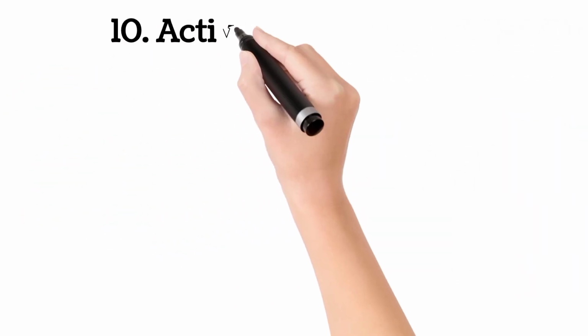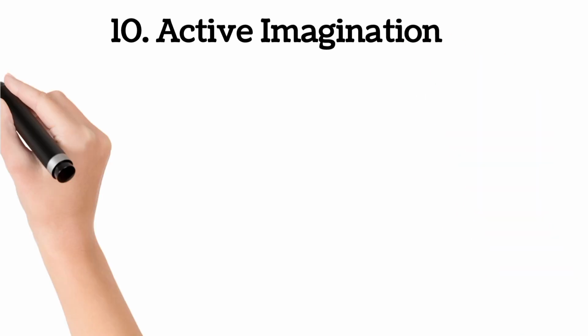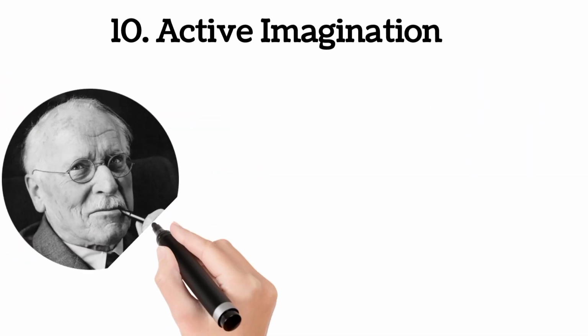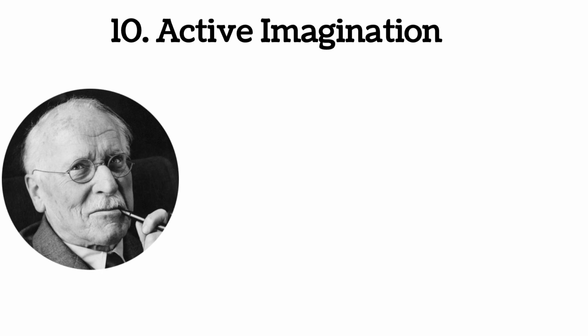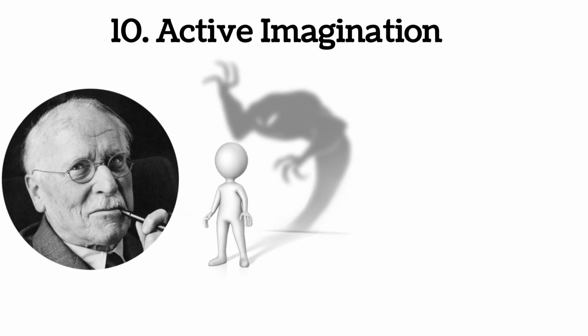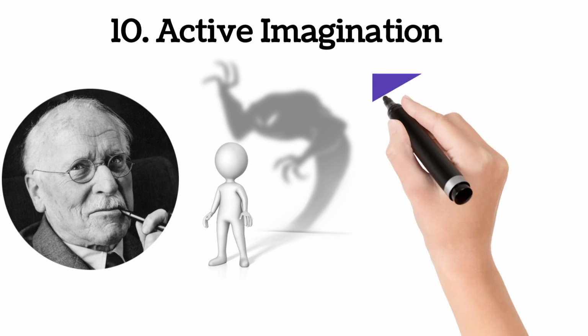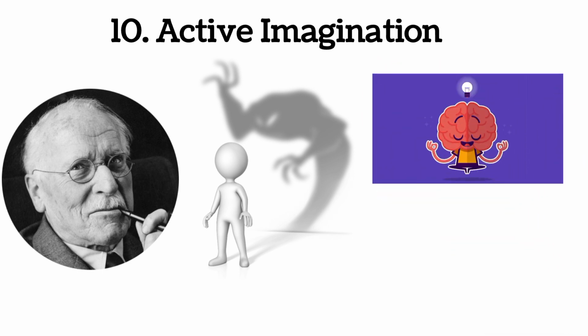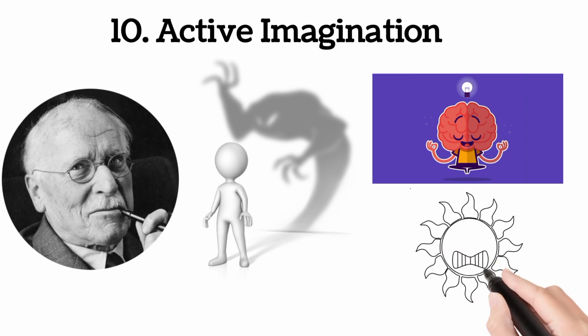Number 10. Active imagination. Active imagination is a technique developed by Jung in which an individual enters into a dialogue with the unconscious mind through their imagination. This can be a helpful way to explore and express the shadow self and to gain a deeper understanding of the unconscious mind. Some people may find it difficult to access their imagination or may struggle with staying focused during active imagination exercises. It can also be challenging to fully explore and express the shadow self through active imagination.